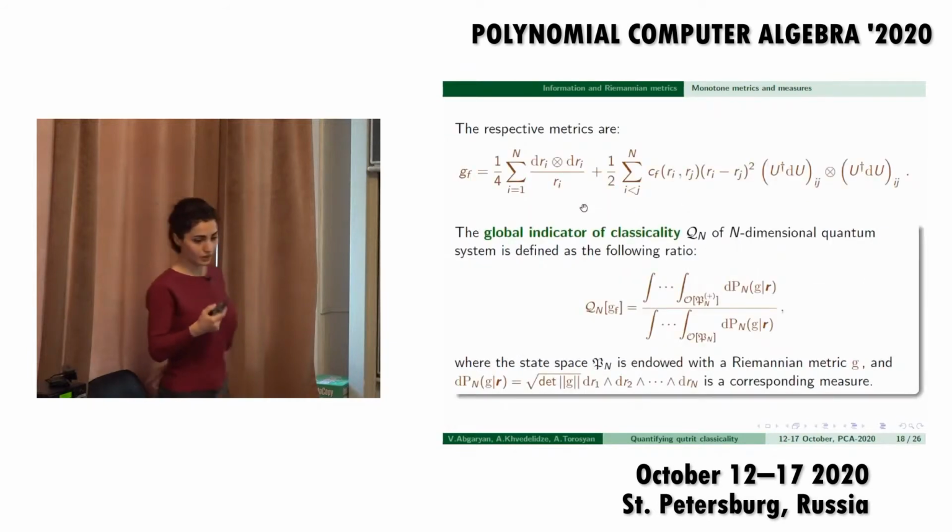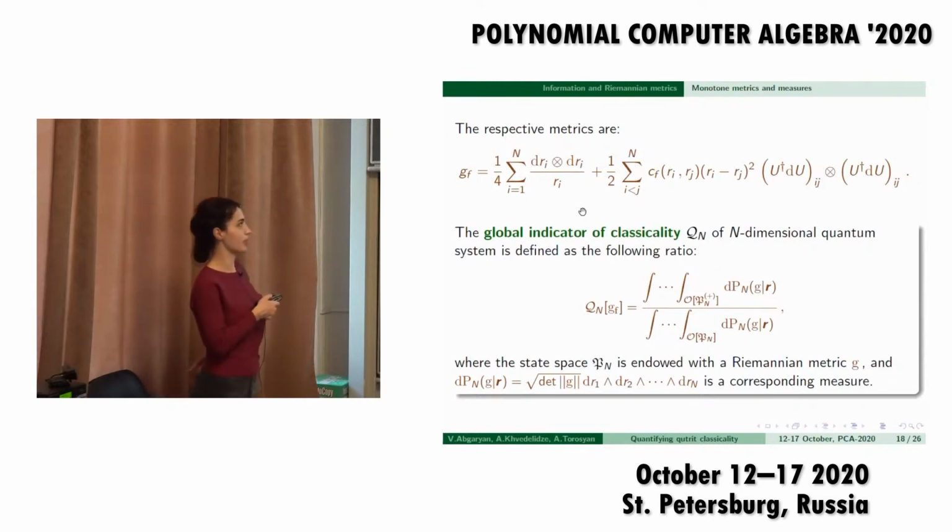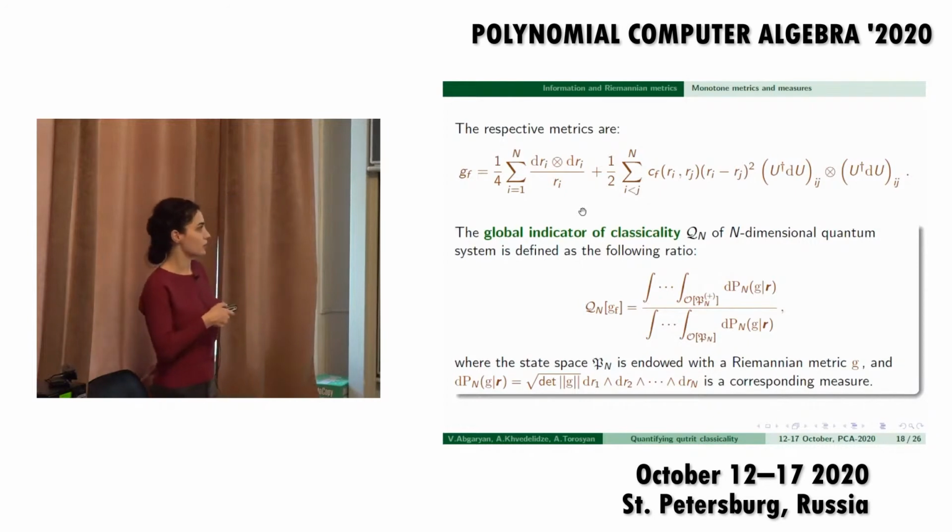Okay, so if we choose metrics, then we should get the measures to calculate the volume. So the respective metrics are of this form. Here is the dependence on the eigenvalues and the dependence on the Morozov-Chentsov functions. Each metric has its own function. So now I again write the formula of the global indicator of classicality for an n-dimensional quantum system, the following ratio. And we again see that the global indicator depends only on the domain of positivity of the Wigner function, these orbit spaces, and on the Riemannian metric that we choose, where dp is the corresponding measure.